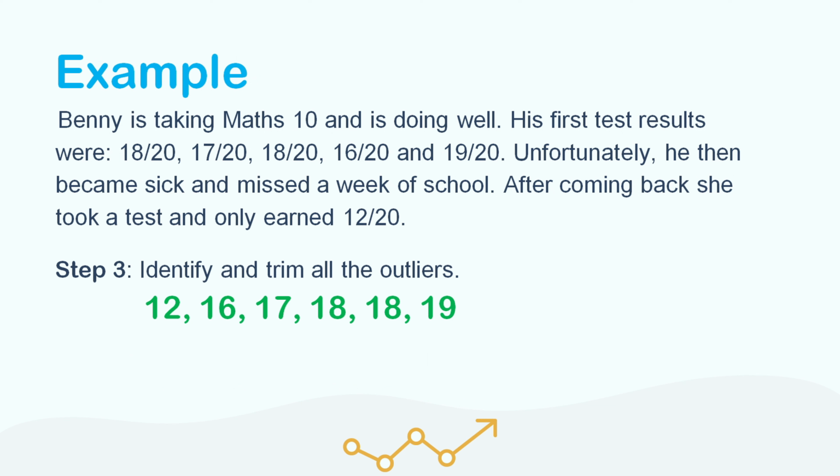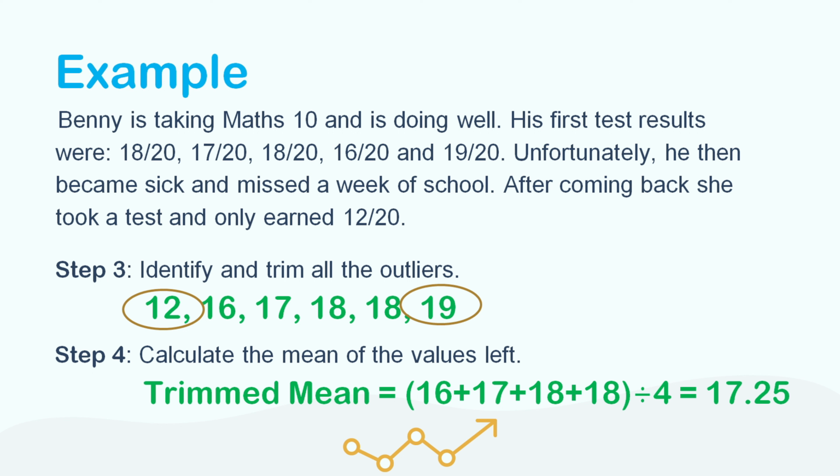The third step is to identify and trim all the outliers. So we have 12 as an outlier. That means we're going to remove 12, and the upper value also. Then calculate the mean of the values left. So the trimmed mean is 16 plus 17 plus 18 plus 18, and now that we have 4 values, we're going to divide by 4 after removing 12 and 19. Therefore, the value is 17.25.